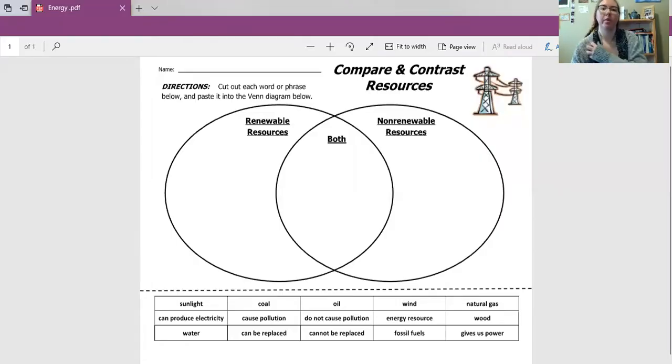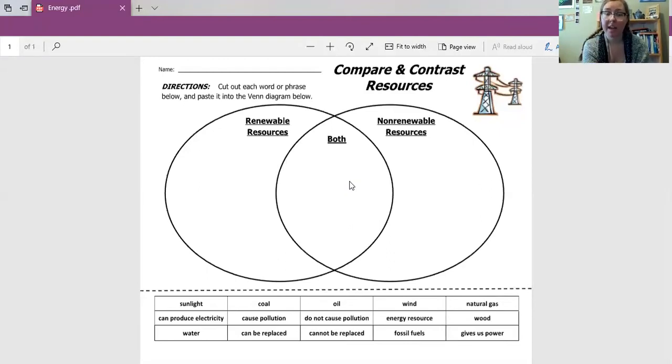So what we have here is our Venn diagram, and we are going to compare and contrast resources. So if you already have your packet at home, then that's perfect. You just need a pencil or a marker, crayon, a pen, and you are going to fill this out. Here is the bank of words, and you're going to write each word where it belongs. Now, if you don't have this at home and you're just looking at it right here on my screen, or it's also attached in Google Classroom, you can pull it up and look at it. And you can just use a piece of paper or pencil and complete this. So let's do one together.